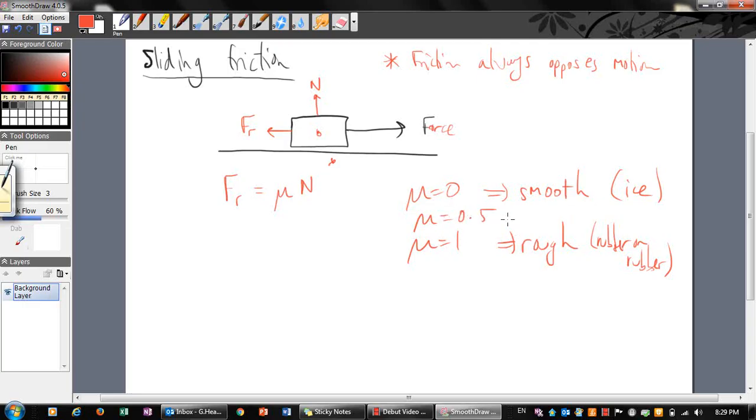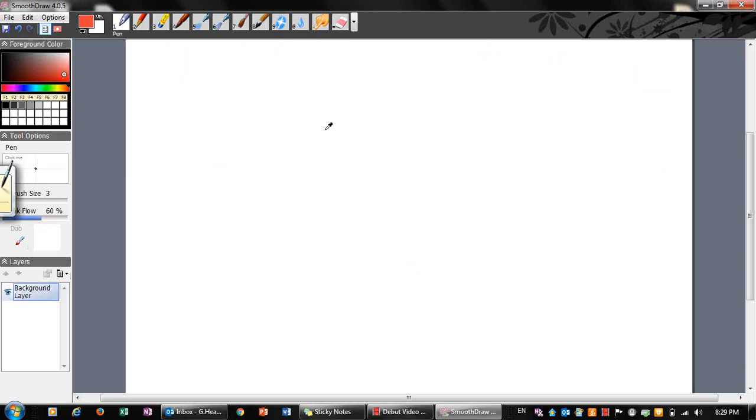It's just between 0 and 1 for mu, and 0.5 would be something like, I don't know, say wood on a road or something like that. And so there you go. That's sort of how it works. So there is your measure of how much friction force you'll get, and we need to know the normal force to be able to figure out how much friction is happening in any given situation. So there we go. Let's just jump straight into an example.